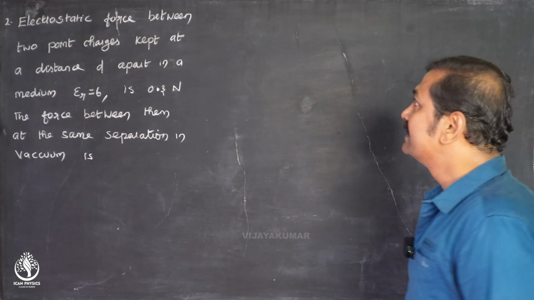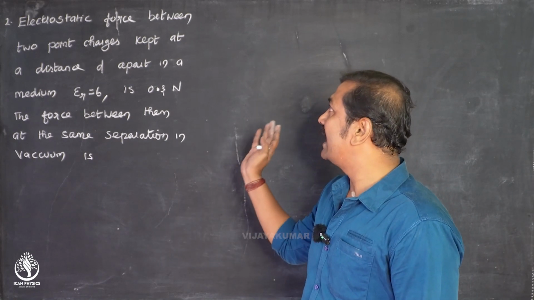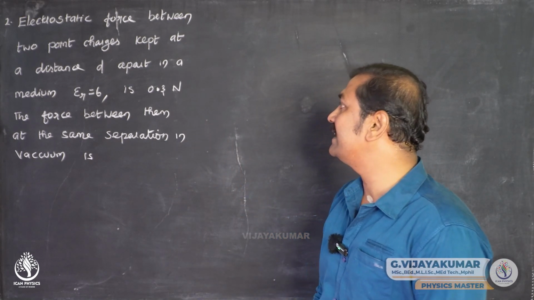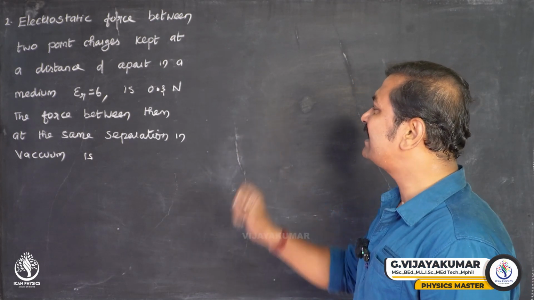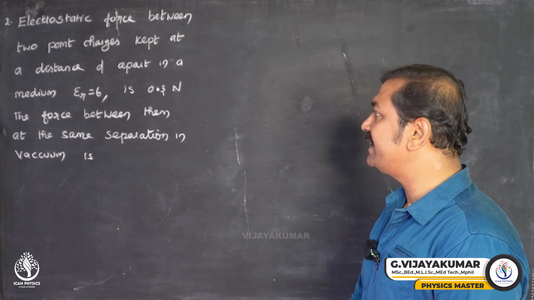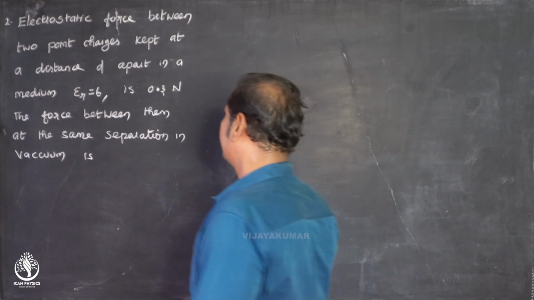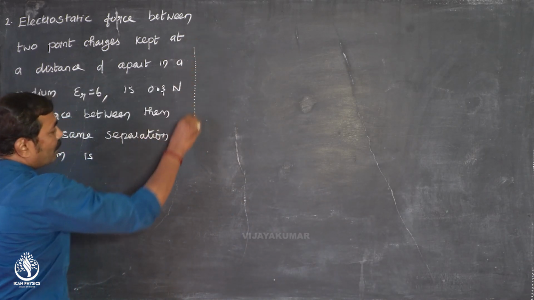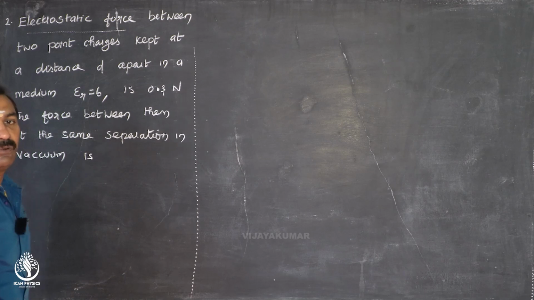The next objective: the electrostatic force between 2 point charges kept at a distance d apart in a medium of epsilon r equal to 6 is 0.3 Newton. The force between them at the same separation in vacuum is dash. Okay, so here we can go for the first word, electrostatic force.